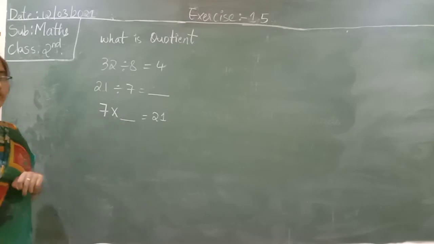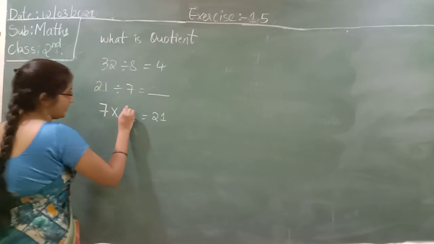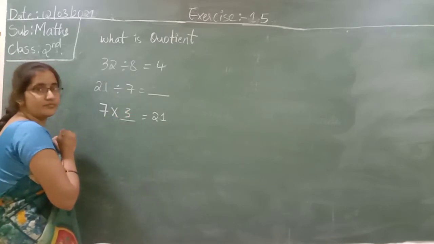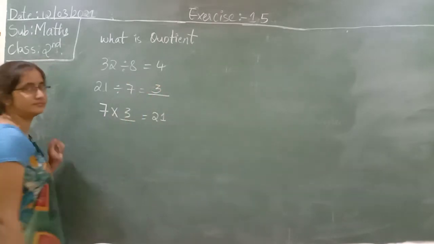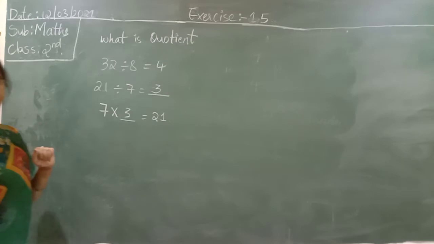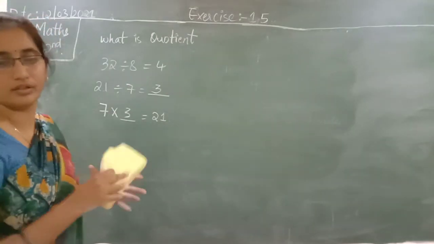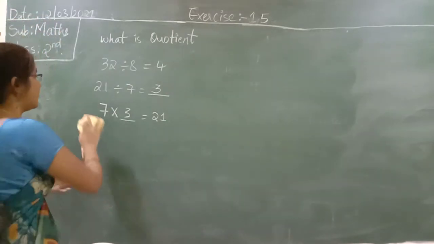7 into what equals 21? 7 threes are 21. That is, your answer is 3. Right? Next, we have 28 divided by 4.